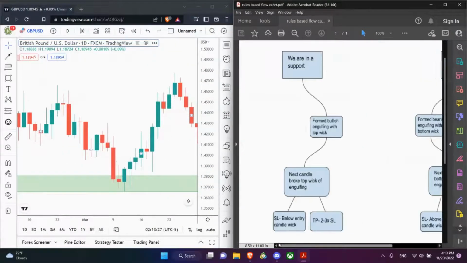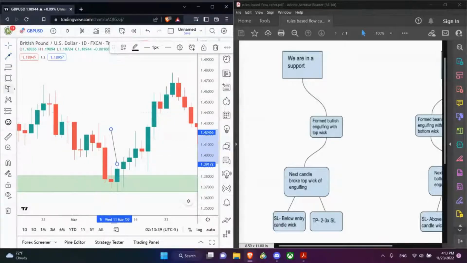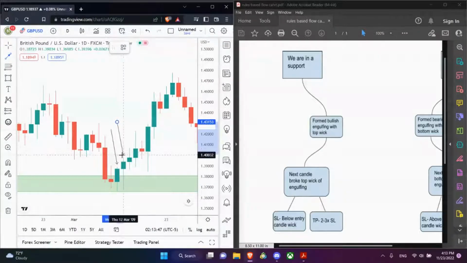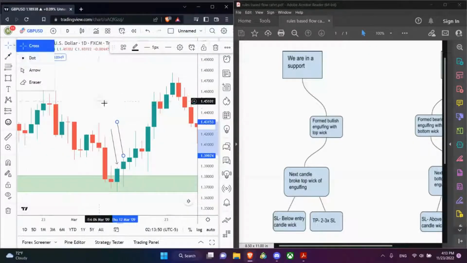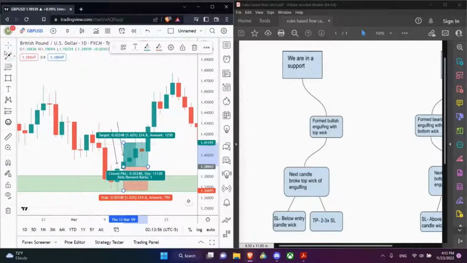Again, going to the flow chart, we are in a support. Check. Did we form a bullish engulfing with top wick? Yes, we did. We formed a bullish engulfing candle right there. It does have a top wick. Next candle breaks above top engulfing wick. Okay, so did this candle break above the top wick of the engulfing candle? Yes, it did. Okay, so we're going to enter a long position right there.